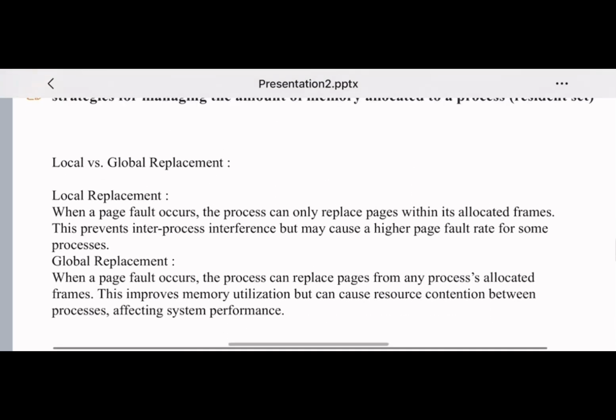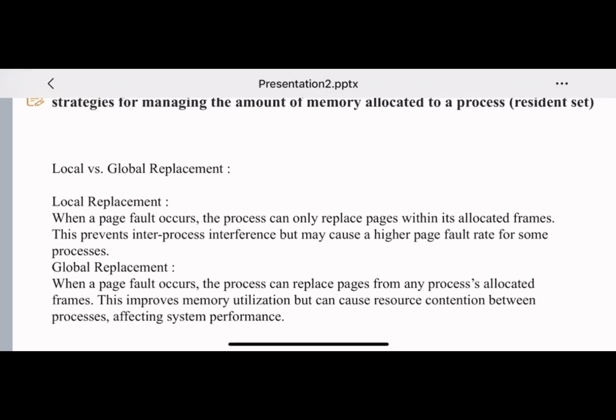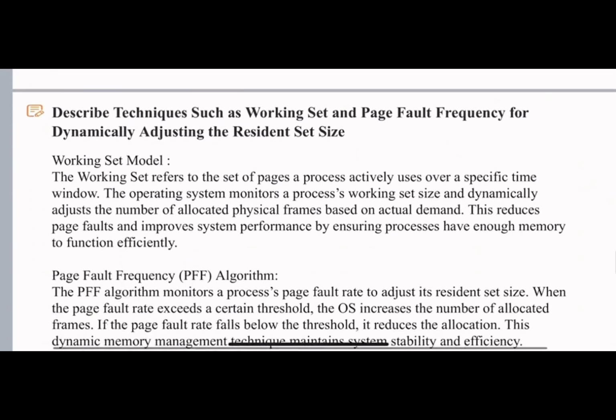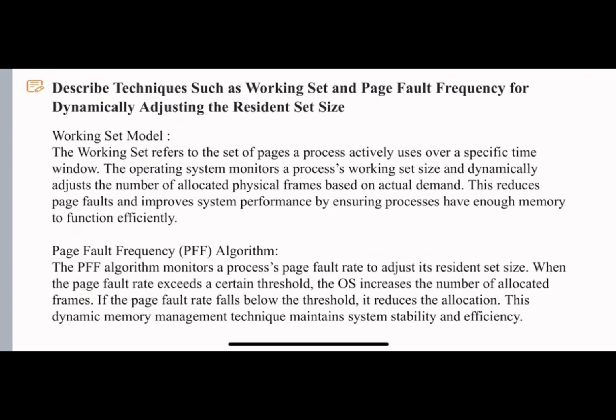And then local replacement and global replacement. In local replacement, pages are replaced only within the program, avoiding interference. And in global replacement, pages can be replaced across all programs, with higher resource usage but possible contention. And then describe techniques for dynamically adjusting the resident set size.